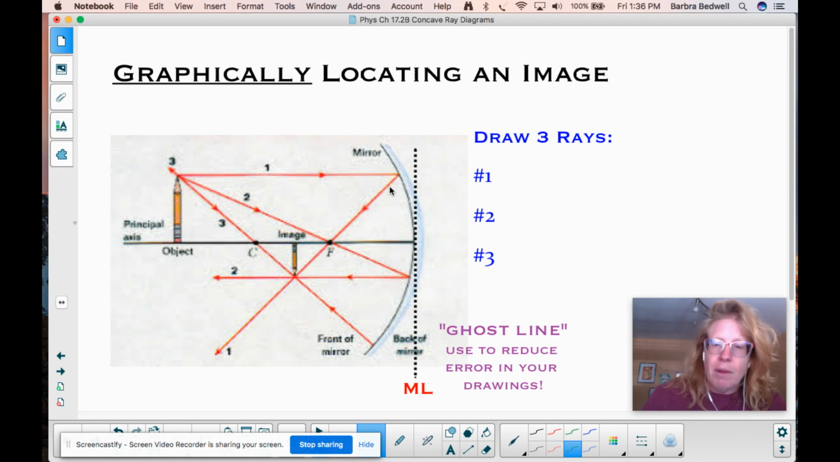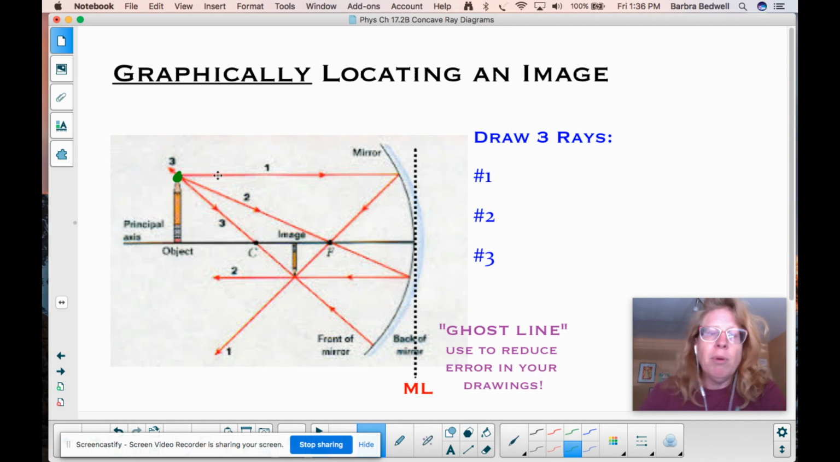So anyway, 3 rays. Look where ray number 1 is. There's a pattern to this. Ray number 1 starts at the tip of the object. So they're all 3 starting at this top part up here. We could pick any spot that we want. We could start at the eraser, we could start at the middle, but usually when we draw these, it's at the top end of whatever that object is.